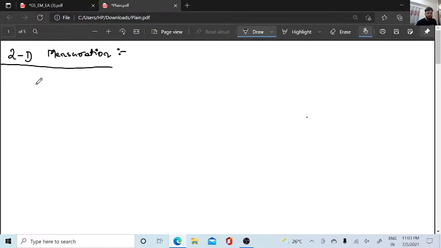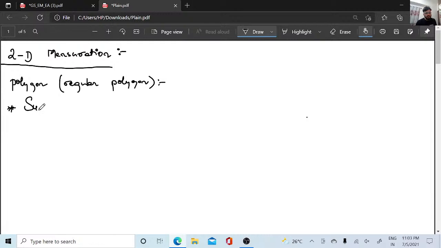In 2D mensuration, first we are moving with the polygon, which is more predominantly called a regular polygon in most of the questions. In these two classes I'll be giving you some important formulas and also some types of questions which they might be asking.